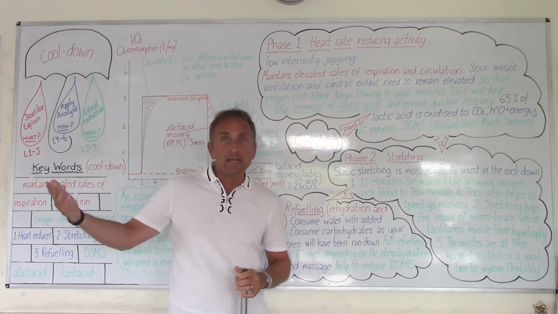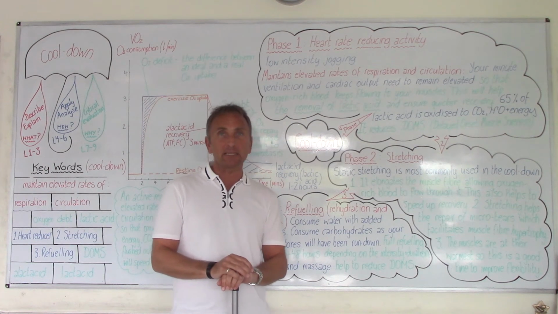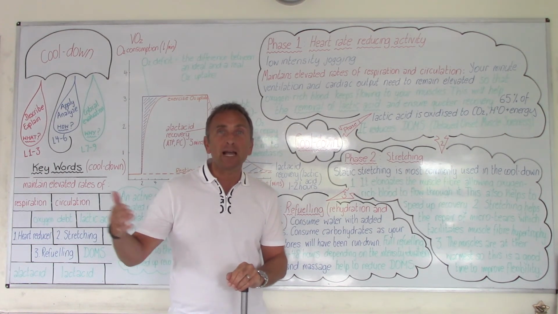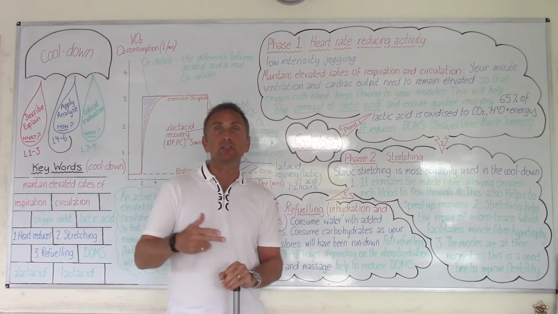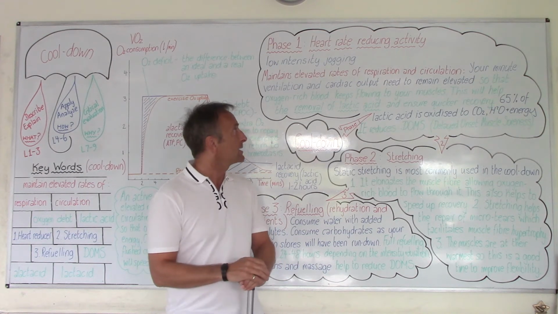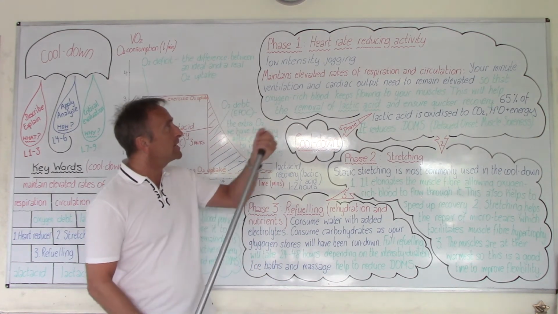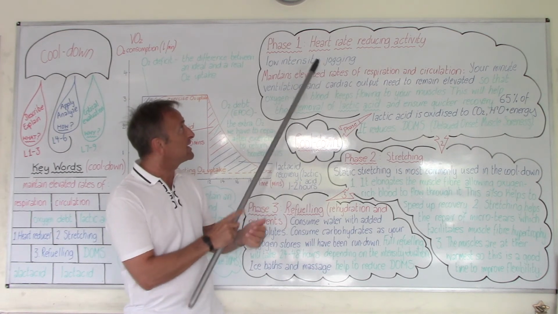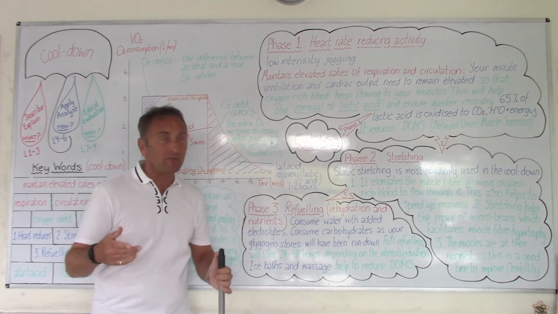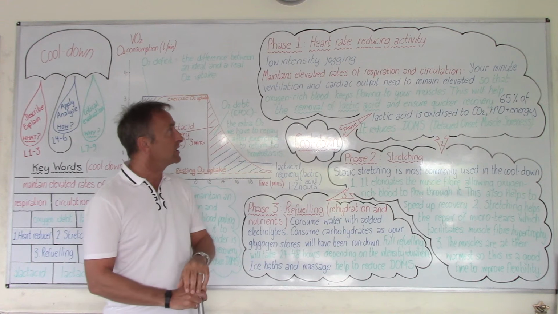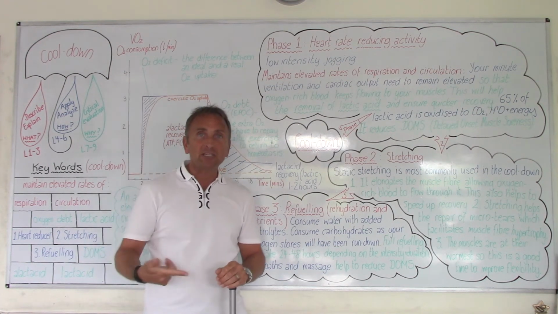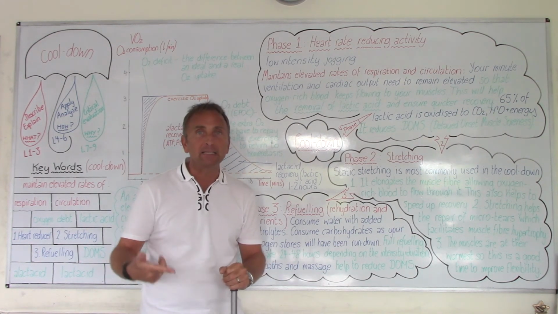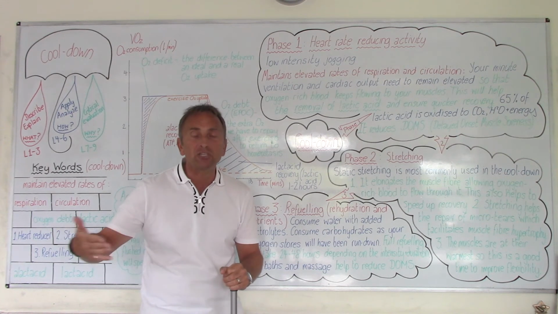The remaining 35% of the lactic acid is flushed out to the liver where it's converted to glycogen, glucose and protein. So it's really important in that first phase that we maintain elevated rates of respiration and circulation so that we can actually remove the lactic acid. We can flush out the lactic acid.